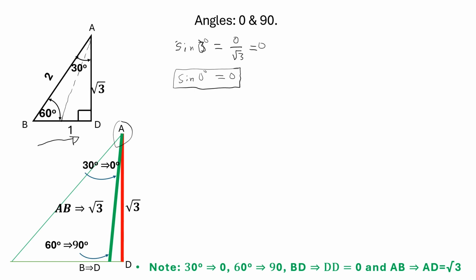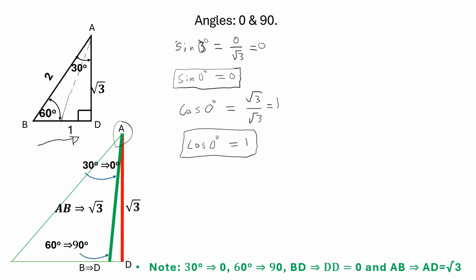Right, we can now look at cos. Cos 0 degrees, now this time is adjacent over hypotenuse. Adjacent and hypotenuse are on the same line now. So it's going to be root of 3 over root of 3. That gives us 1. So we can see that cos 0 degrees equals 1.